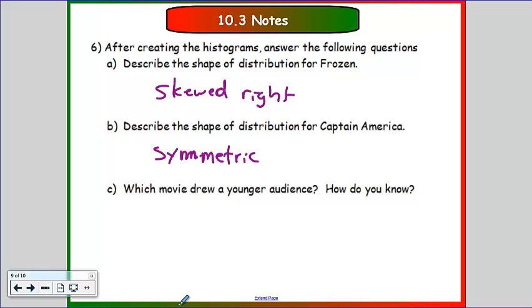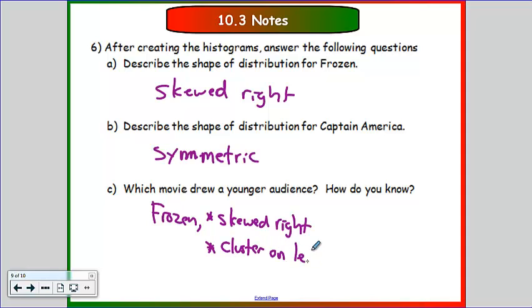Which movie drew the younger audience, for number 3? Clearly it's Frozen. You can describe a few reasons how you know. One, you might just know about the movie, but based off of the data, you would know because it is skewed right. You could also write that the cluster is on the left. We're looking for you to use some of your vocabulary words from this chapter to help you out here.